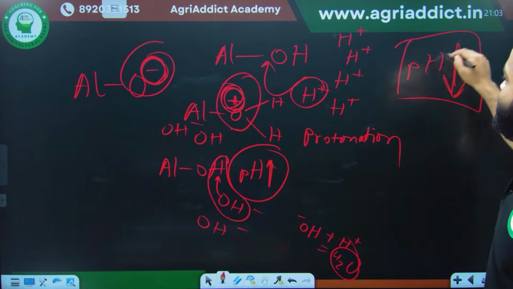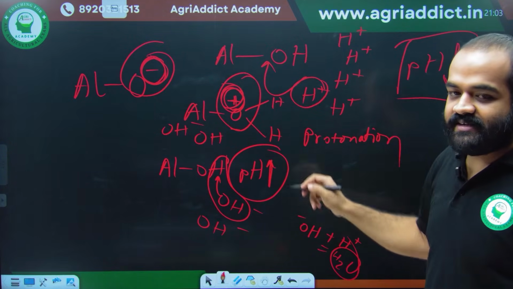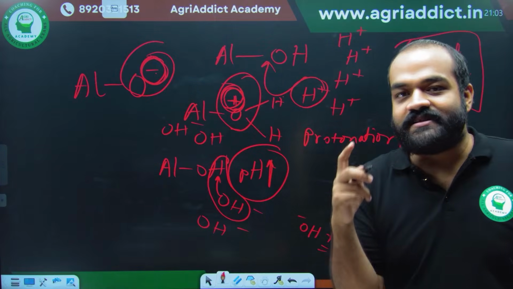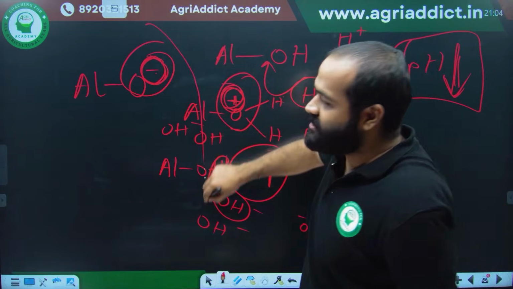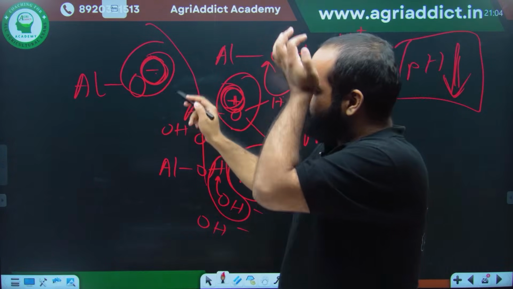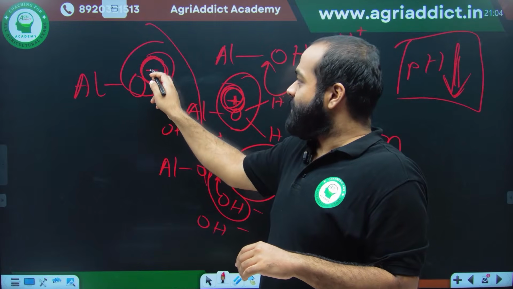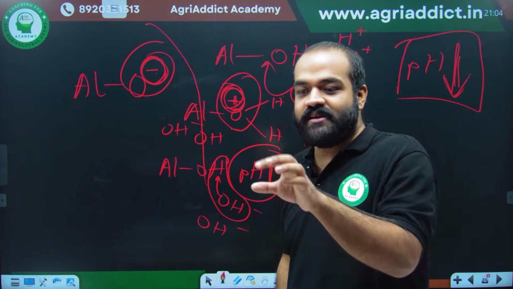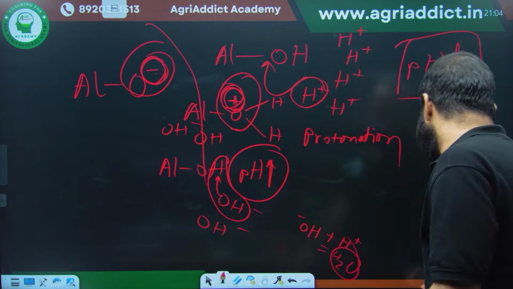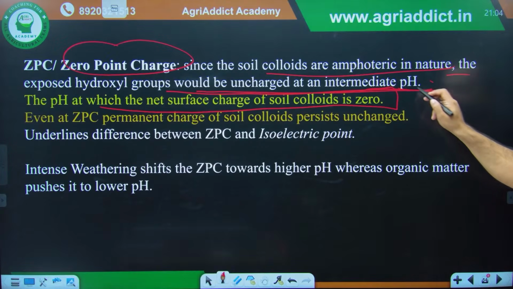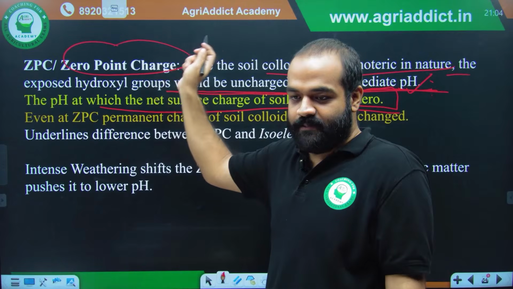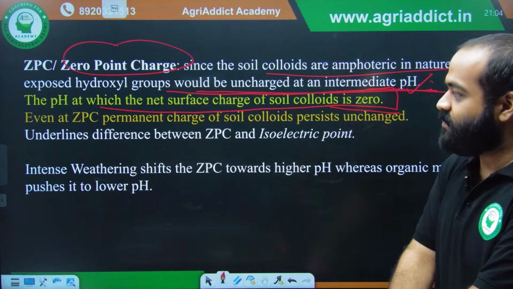In this you can see when the pH is less there is positive charge, when the pH is more there is negative charge. So at an intermediate pH, the surface charge will be 0, because similarly here it is becoming negative, here positive, depending on the pH. So there will be one pH at which it will be 0. That pH, at which the surface charge is 0, is called ZPC. Now we are coming to the question point of view.